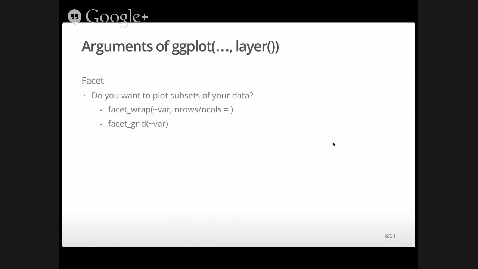And then faceting is if you want to actually break your data into subsets and then plot each subset of those data, and we'll see some examples of that. And you can do either a facet wrap or a facet grid, and then that var is just wrapping or faceting that variable in your data. And then you can tell it what number of rows or number of columns you want to see in that facet.